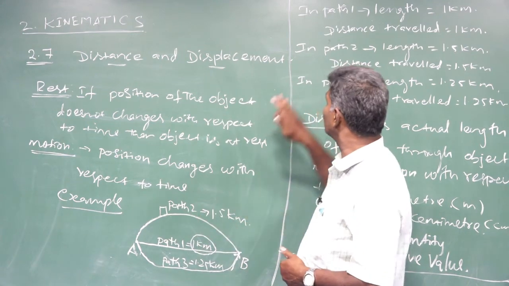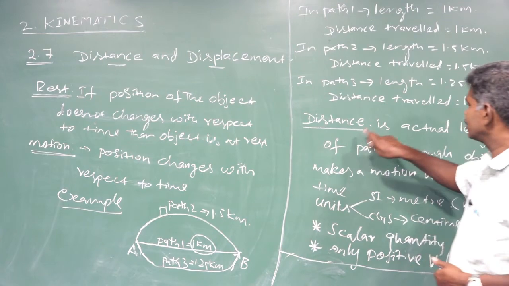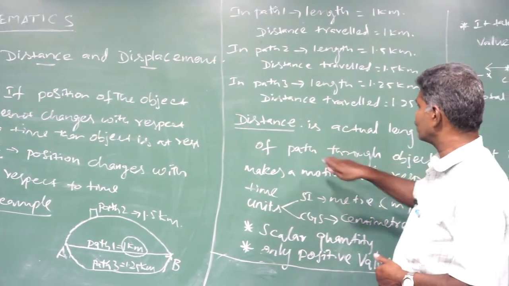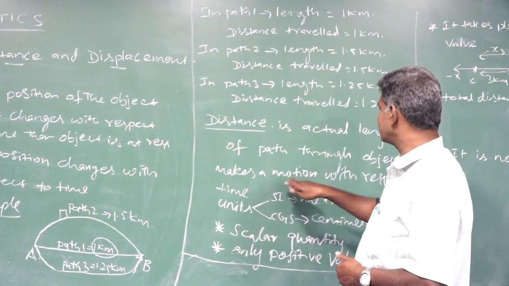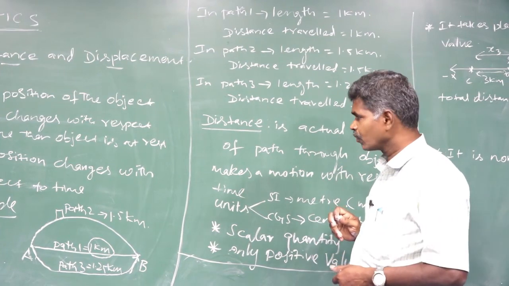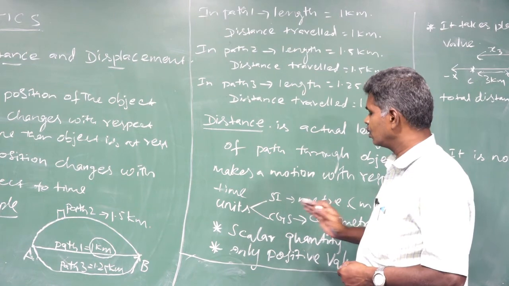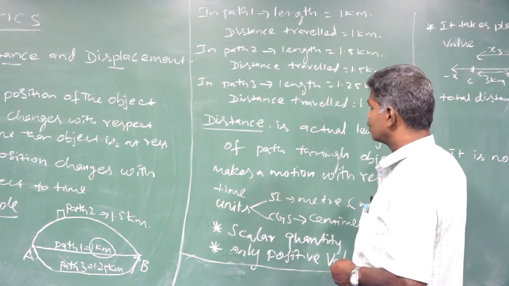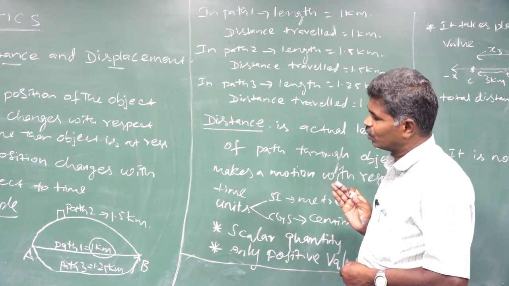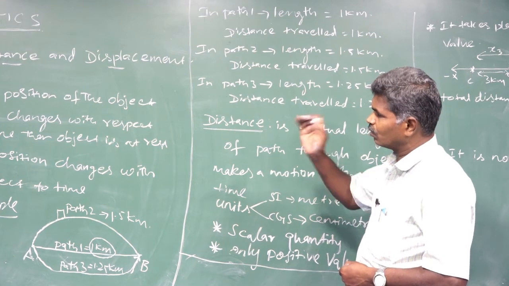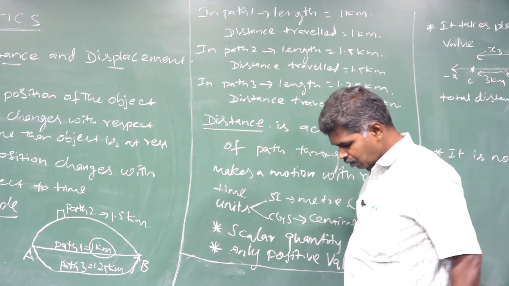So the total actual length of the path, that is, distance, is nothing but the actual length of the path through which the object makes a motion with respect to time. Then that is called the distance travelled. There are units, and it takes different values. Another one we are going to see is displacement.